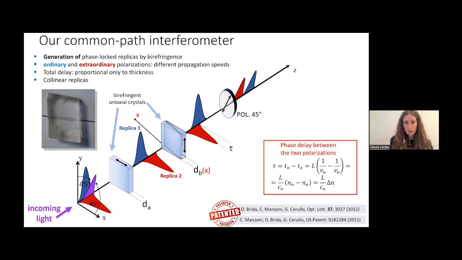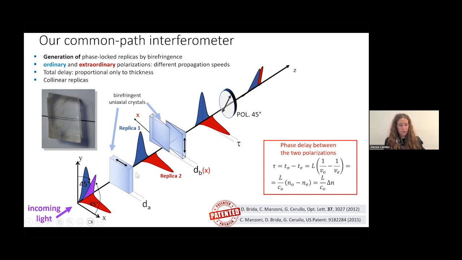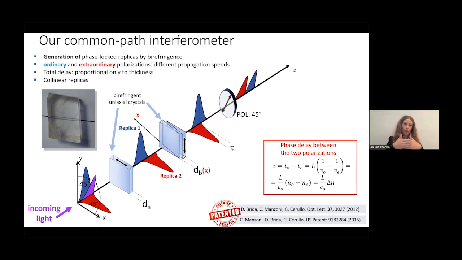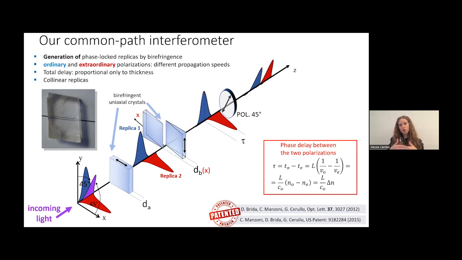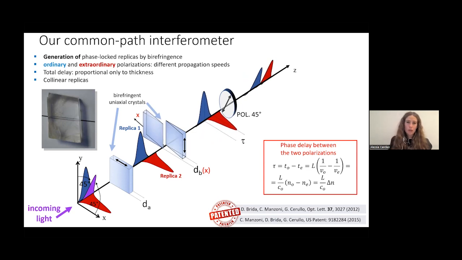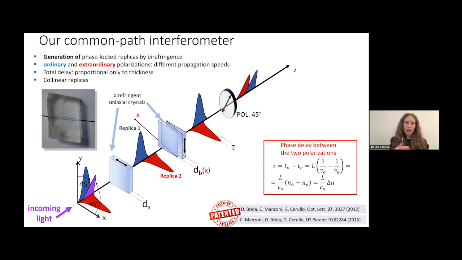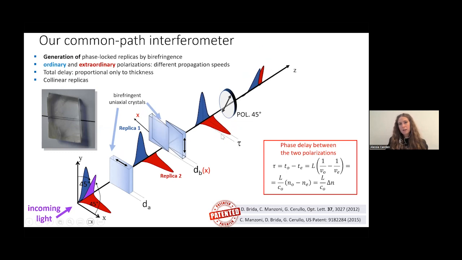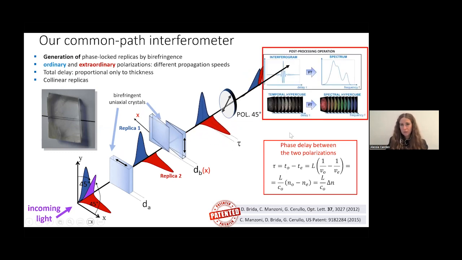And of course, if we could tune the length of this crystal, we could change the delay between the two replicas. And in fact, that's exactly what we do, because our birefringent crystals are shaped in the form of wedges. By moving one wedge with respect to the other, we can change the overall thickness of the birefringent material and tune the delay between the two replicas that then are put together again through a polarizer. And indeed, we can acquire again an interferogram, and then a spectrum can be retrieved.